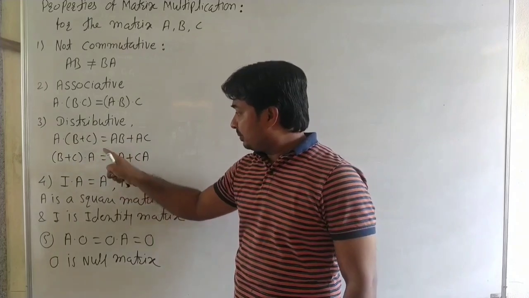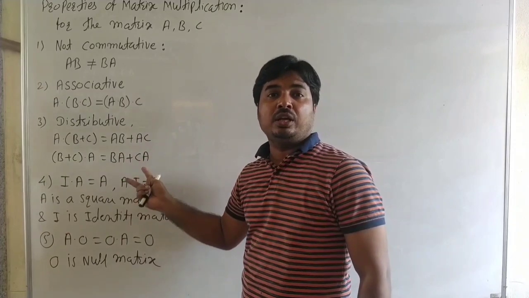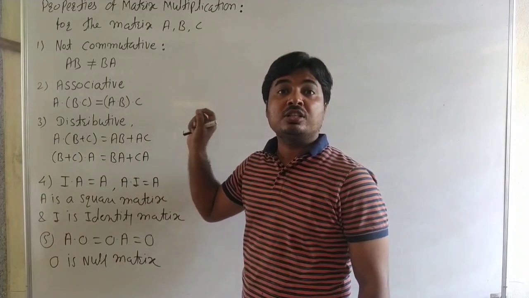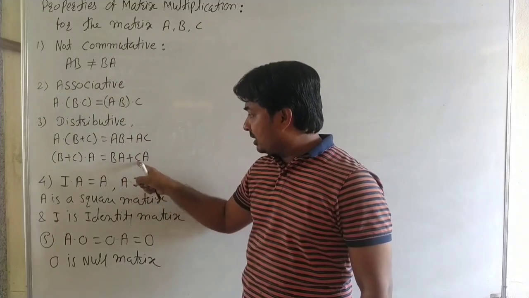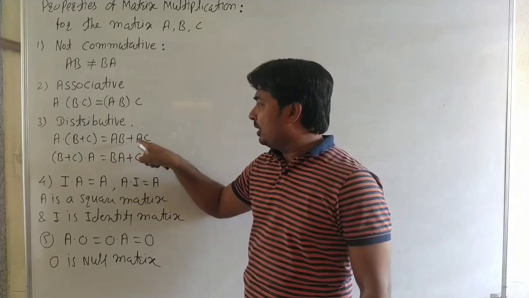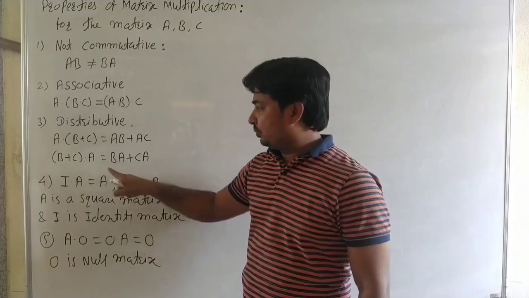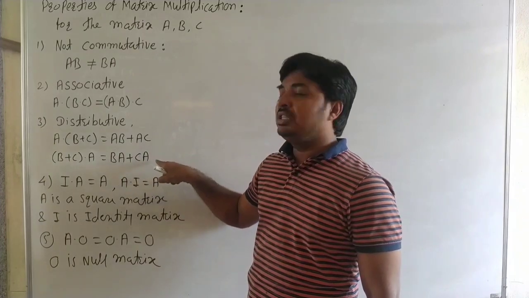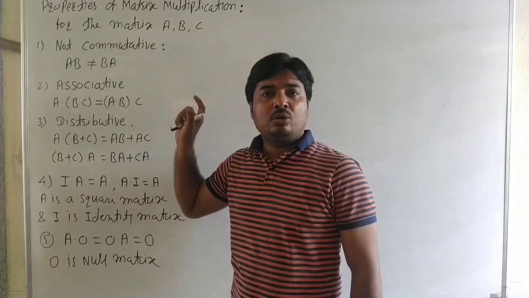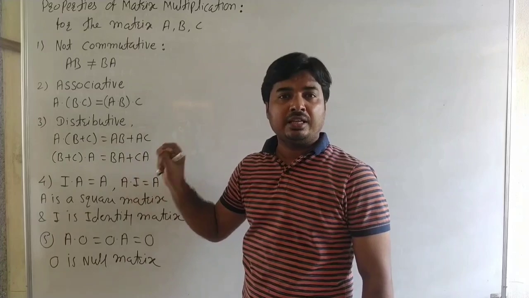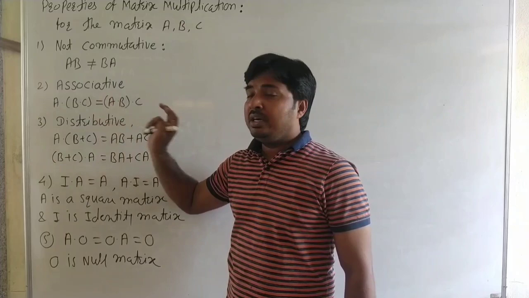See carefully, here we do not write A into B, because A into B and B into A in matrix multiplication are not the same. A into B is not equal to B into A. So here it is B into A and C into A. All these three properties, not commutative, associative and distributive, we already proved by using examples in the last two lectures.